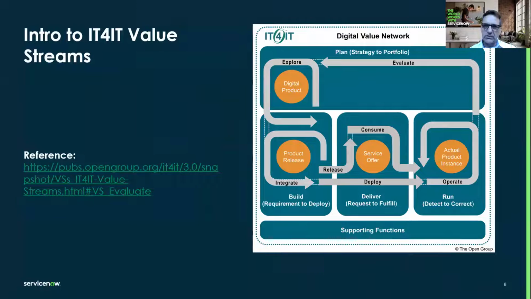So I'm going to use that as an example. And if you go to the instance and you like IT for IT, or you're already working with IT for IT, you could pull those value streams right out of the instance and put them into your tables. That's all I have in there right now, the 7 value streams.